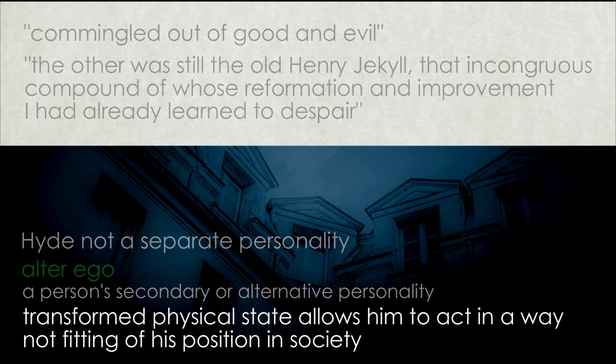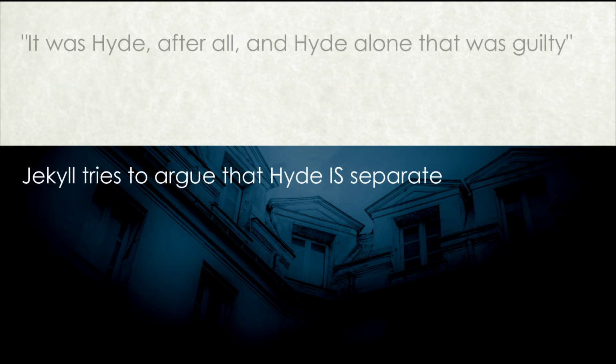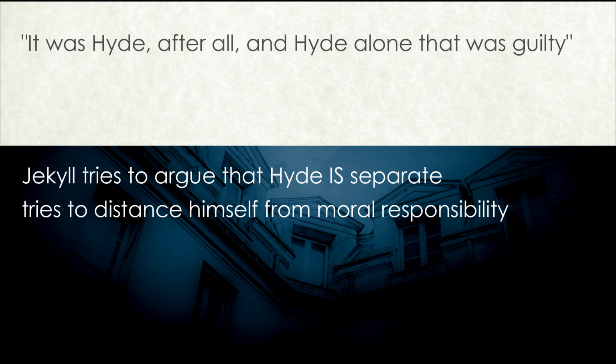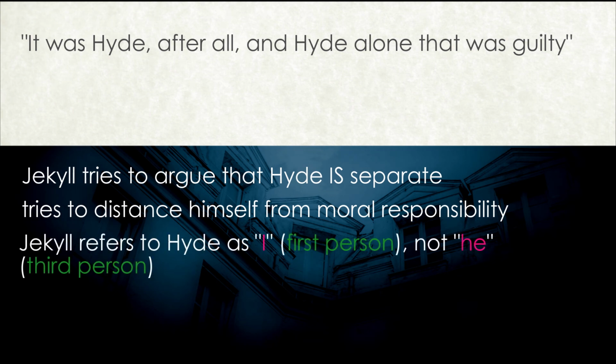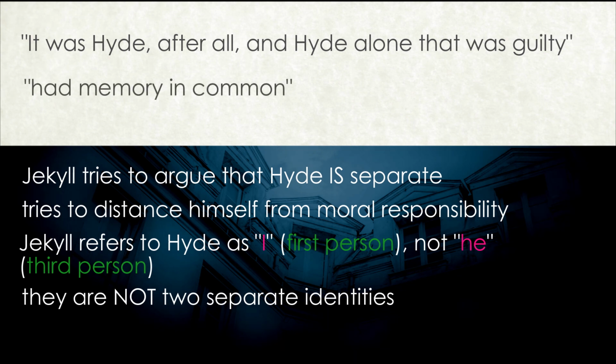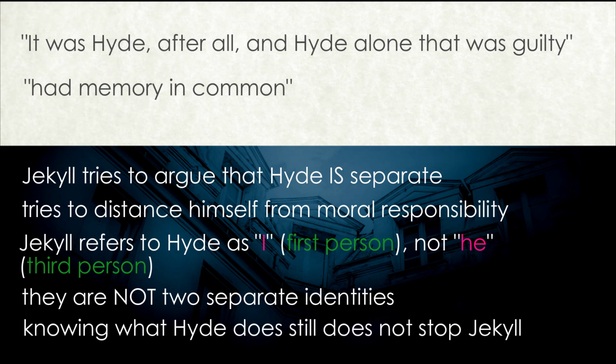At one point, Stevenson has Jekyll try to argue that Hyde is a separate person. "It was Hyde, after all, and Hyde alone that was guilty," in order to distance himself from the moral responsibility for the crimes to elicit Utterson's and our sympathy. Stevenson usually, however, has Jekyll refer to Hyde in the first person rather than the third person, revealing that they are not two separate identities, and Jekyll himself admits that they had memory in common. Jekyll is not unaware of what he does as Hyde, and yet this does not deter him. The reader can only feel unsympathetic towards him.